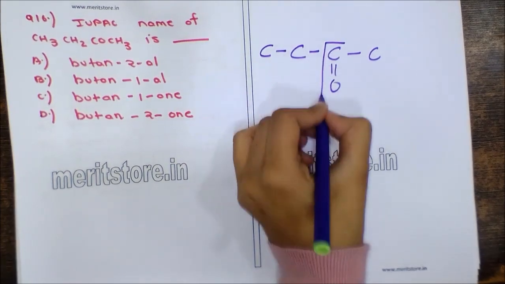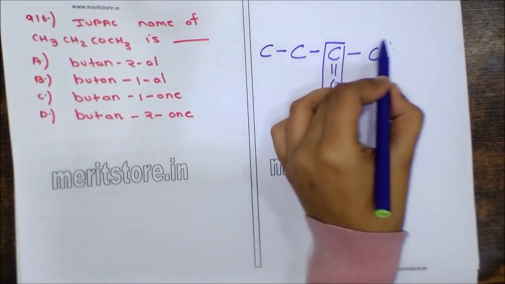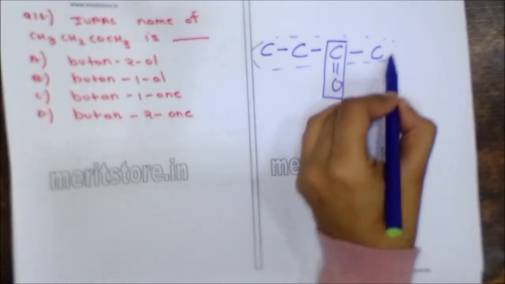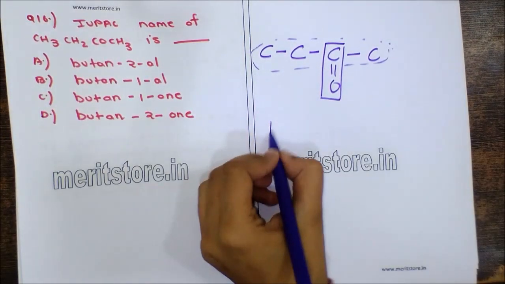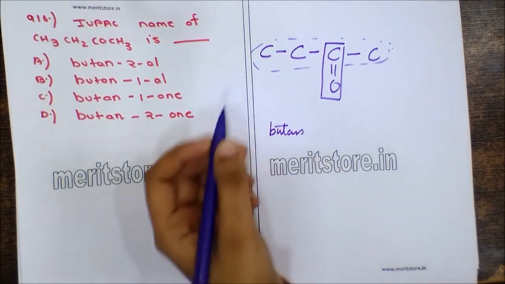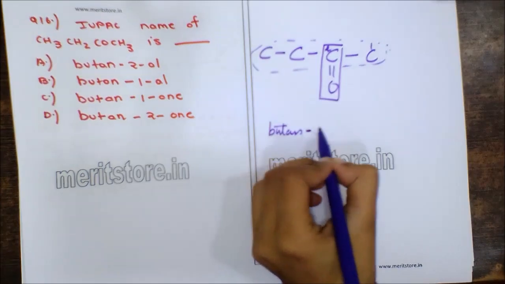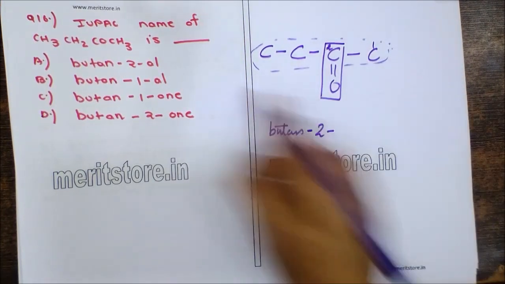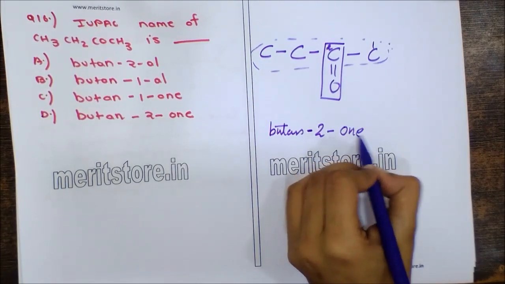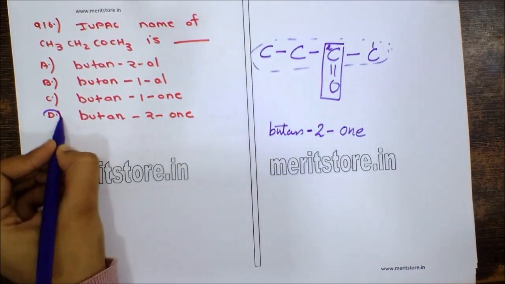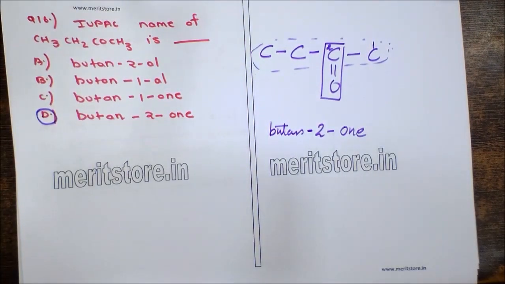Now if you see, this is my functional group. If you count by the longest chain rule, the longest chain is of 4 carbons. Therefore it will be a butane. By the shortest number rule, this is my first carbon, this is my second carbon, so this will be butane 2. And it's a ketone, so it will be butane 2-on. Therefore option D, butane 2-on, is my correct answer.